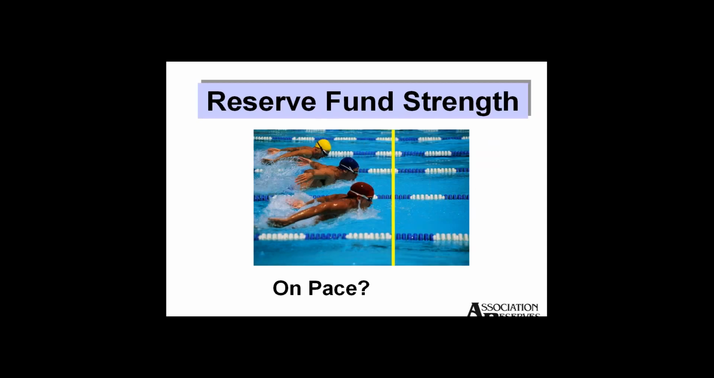And this is another way to think of it. Reserve deterioration is ongoing. It's kind of like the pace line you sometimes see when you're watching an important swim race, like during the Olympics. Your reserve component deterioration is ongoing. And if it's outpaced your reserve contributions over the years, you get left behind, which means your association is underfunded. You've got likely some serious catching up to do, or you could possibly face some serious consequences. So the question is, are you on pace?